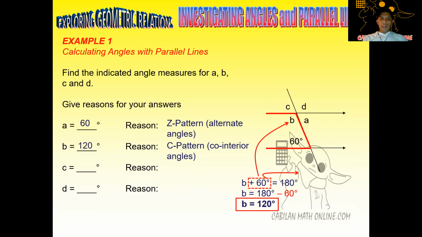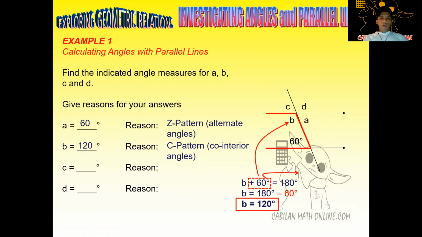Now, another way you could have solved this is that we knew that A was 60 degrees from using the Z pattern from the previous example. You could have also used supplementary angles because A and B, when you add them together, also give you 180, which gives you the measure of the straight line here. So you would do the same type of calculation, but just using a different angle property. So just to let you know, like I mentioned before, there's a couple of ways that you could solve that problem.